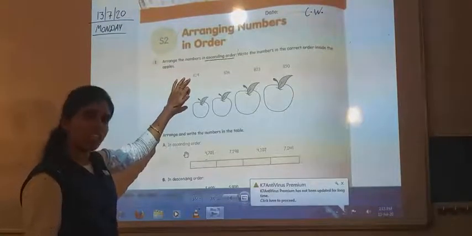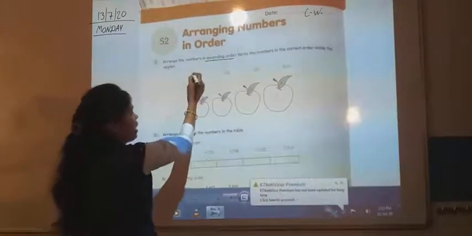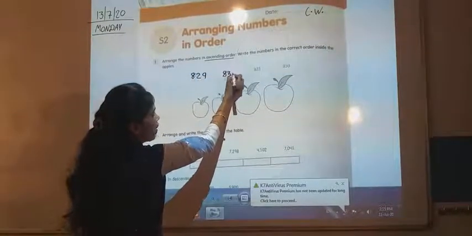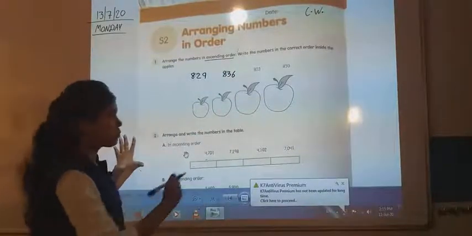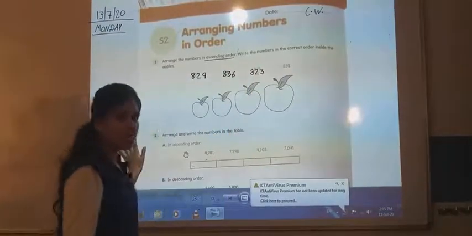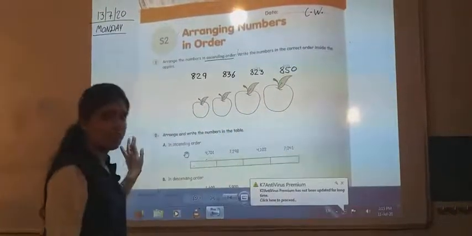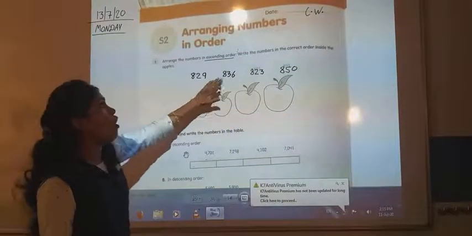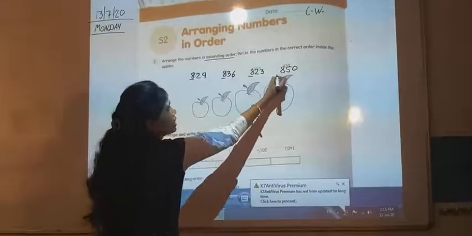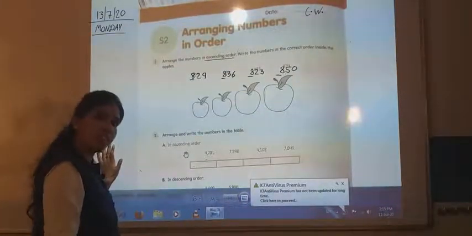Okay students, can we do it? Let's start. We have 8 in the hundreds place. In another number we have 8 in the hundreds place, and in the last number also we have 8 in the hundreds place. Okay students, so all the numbers are the same. All are same, so we will compare the next place.